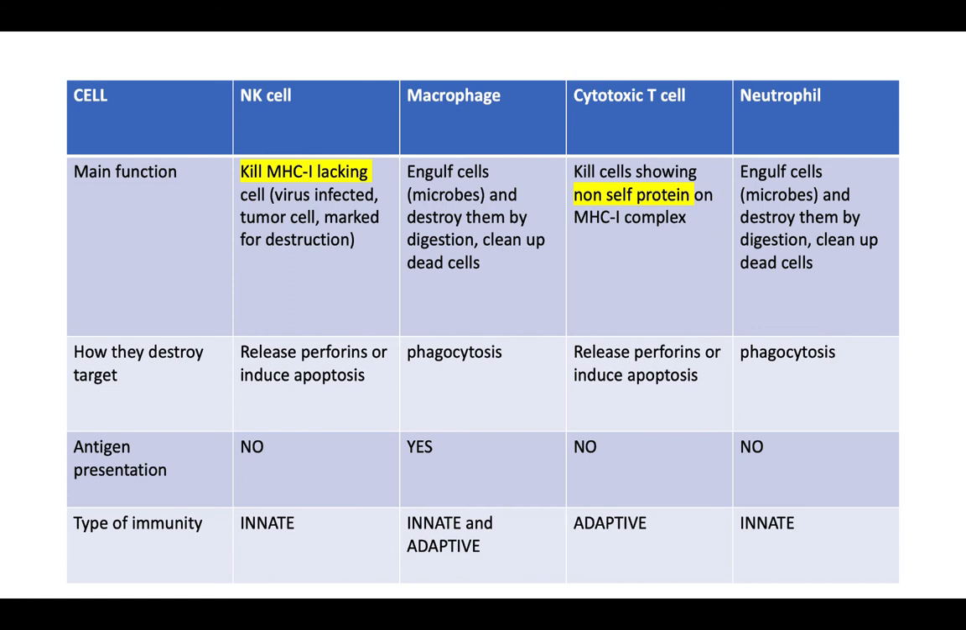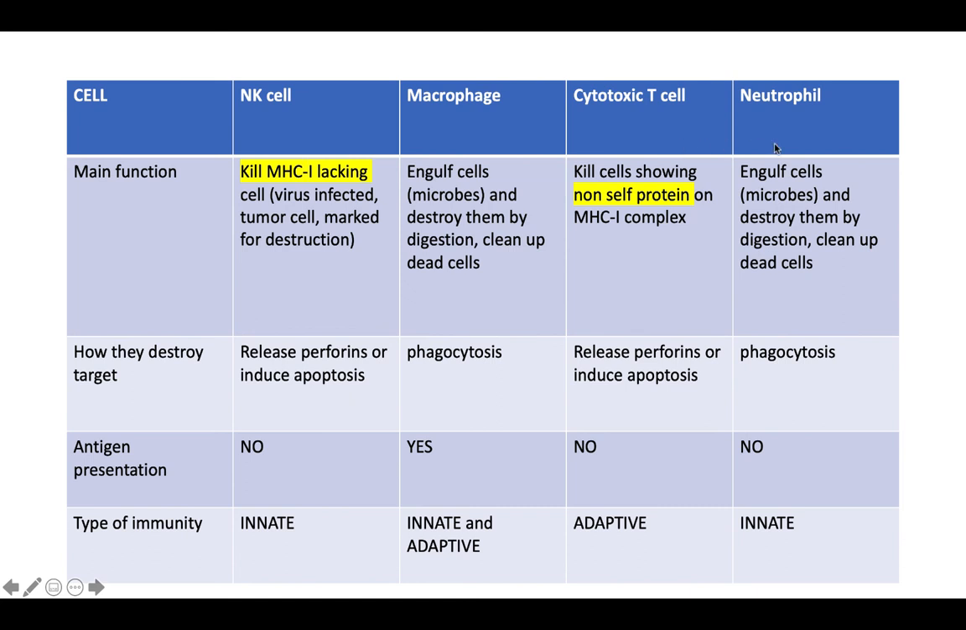Let's review. Main function: NK cells kill MHC1 lacking cells, virus infected cells, and tumor cells marked for destruction. Macrophages are phagocytes. They destroy and clean up dead cells. Cytotoxic T cells, CD8 cells, kill cells showing non-self protein on MHC1. They can't bind to it if you don't have MHC1.